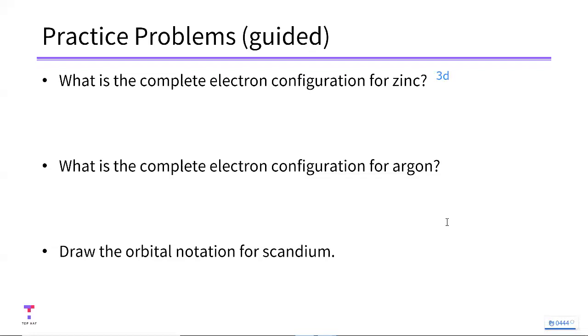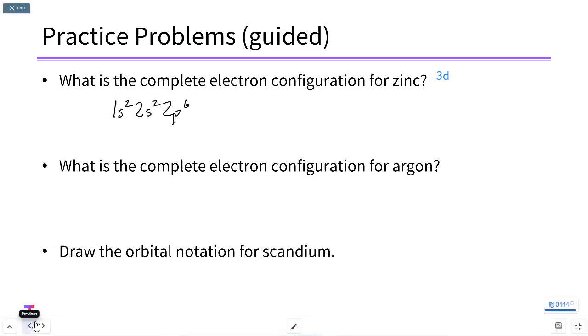And then I can just assume that maximum value until I get to the configuration that I'm interested in. And then I can count the number of boxes till I get to that element. So I start at the top, 1s2, 2s2, 2p6. Now again, where am I getting those numbers?